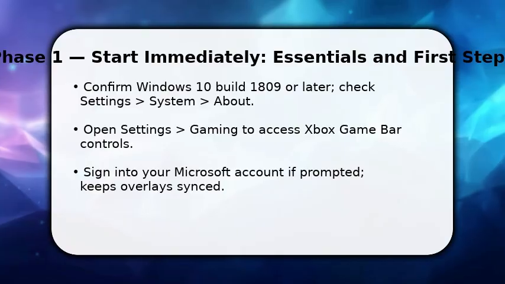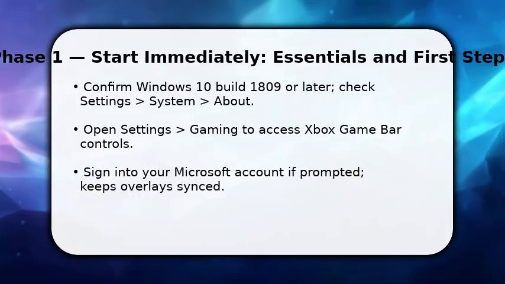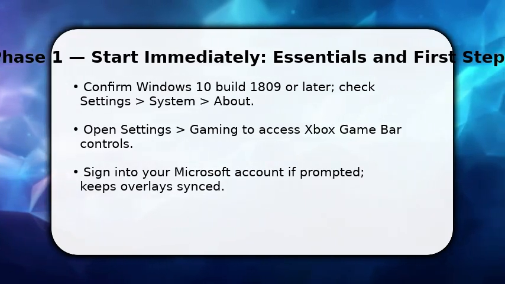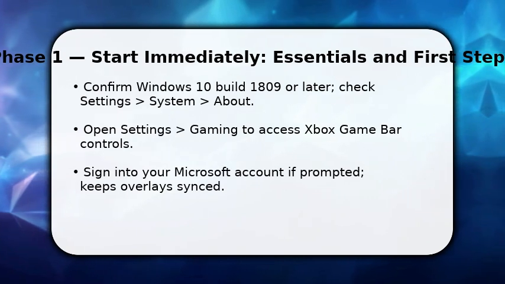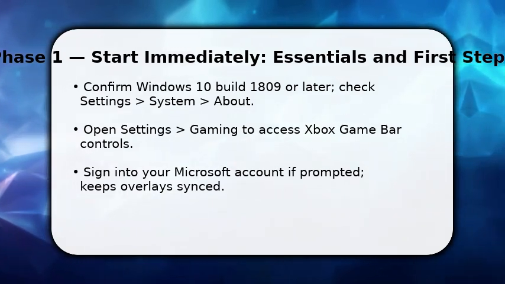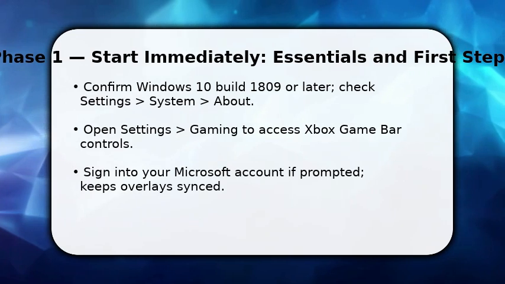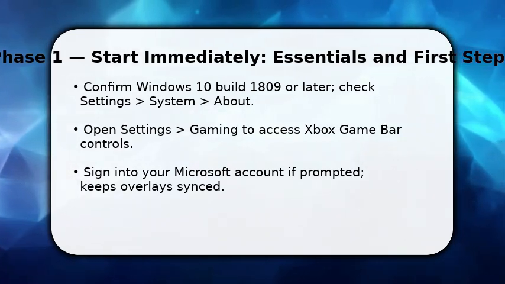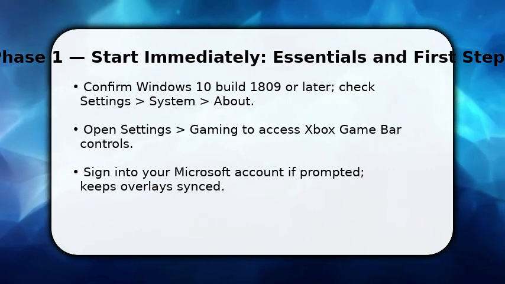Enjoy the video. You'll start by confirming the essentials. Check your Windows 10 build, open Settings, System, About, and verify it's 1809 or newer. Once done, go straight to Settings, Gaming. That brings up the Xbox Game Bar panel. Make sure you are signed into your Microsoft account so settings sync and overlays appear.